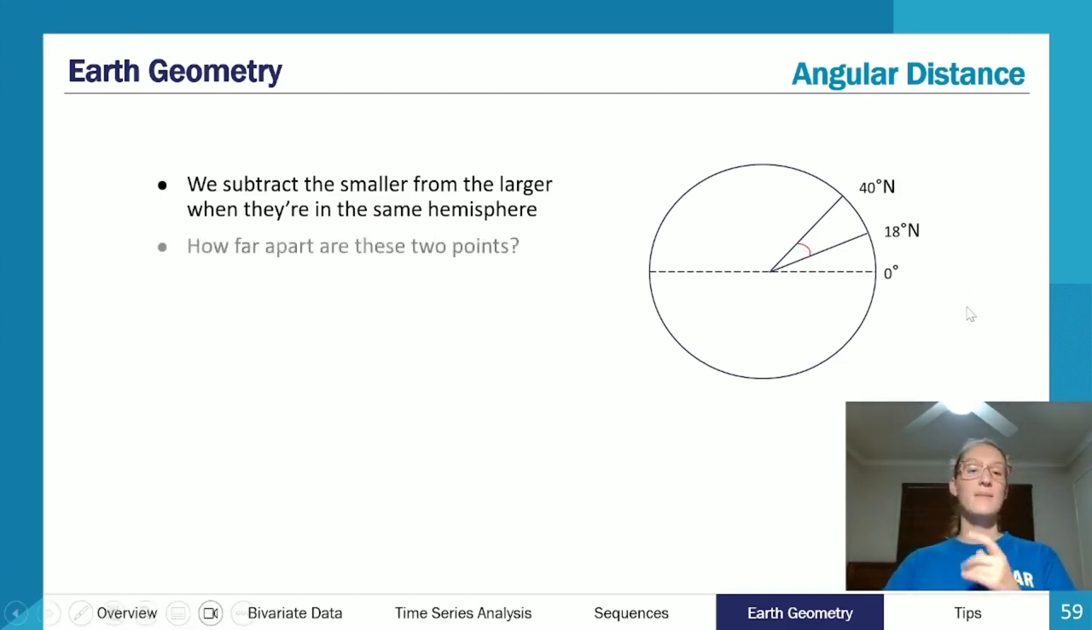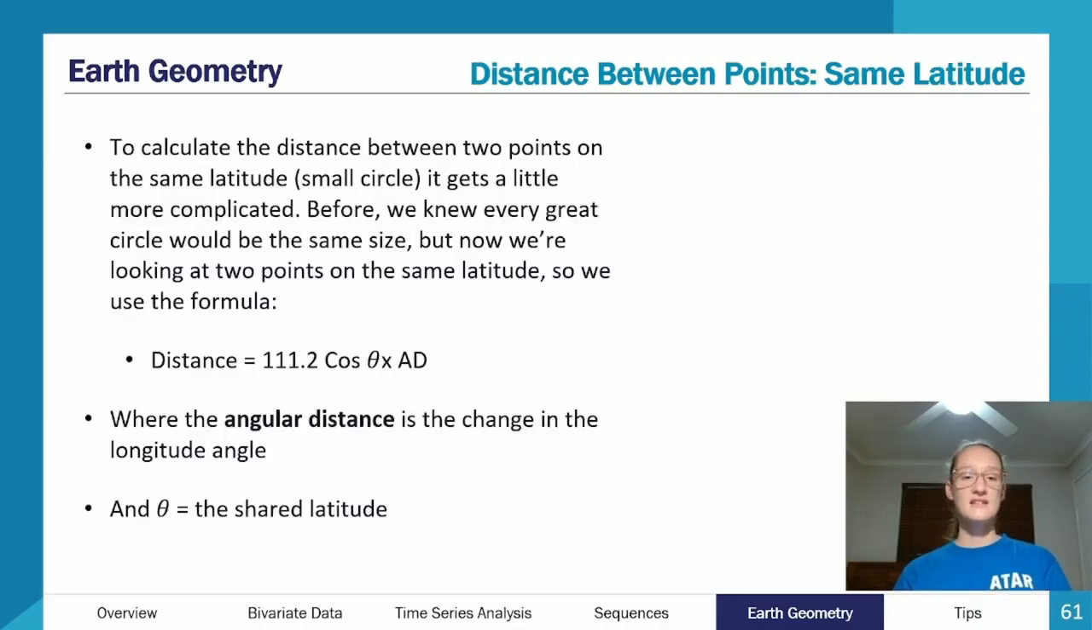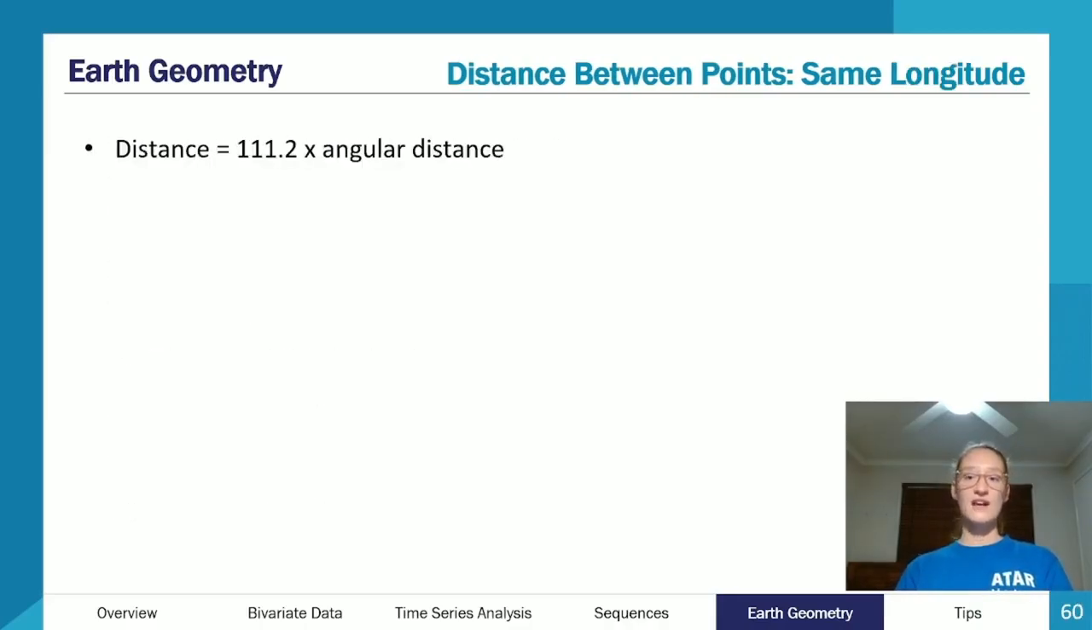So by taking the bigger number, 40, and taking away the 18, I can get my angular distance is 22. Because I know that if this is 18 and this is 22, then that adds up to 40. So that's why when the points are in different hemispheres we add, and when the points are in the same hemisphere, we subtract to get the angular distance. So now that we've figured out what's the 111.2 and what's the angular distance, we can use it in our formula.